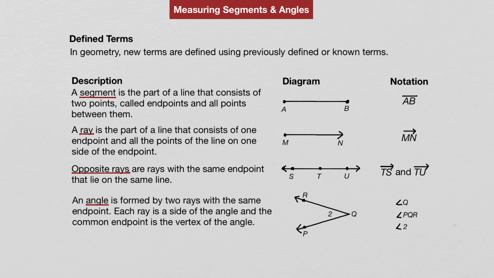And then the notation for this angle could be as follows. We could call this angle PQR, so it would be PQR. We could also write this as angle RQP. Either way is fine. Or angle 2, as it's labeled here. Okay? So let's see how this is used in an example.